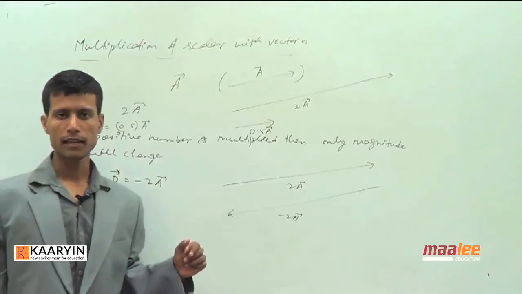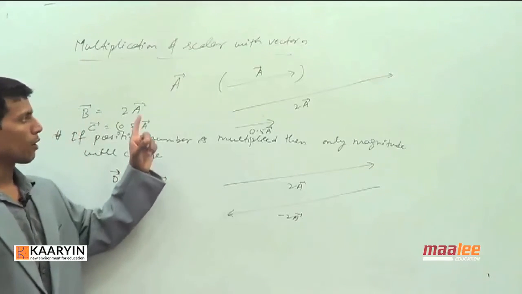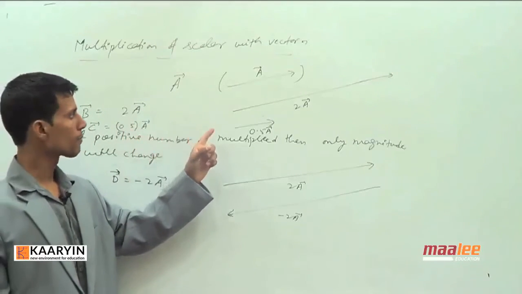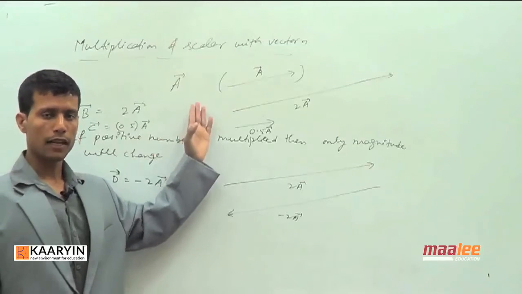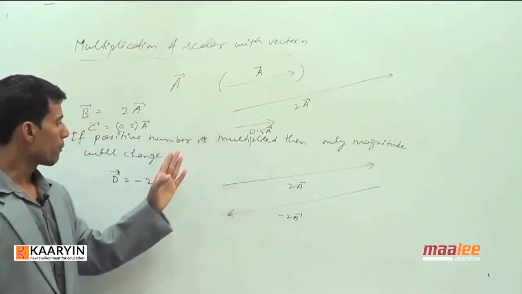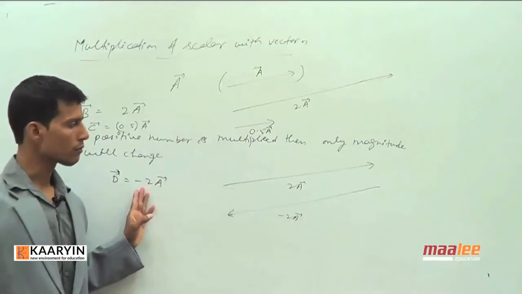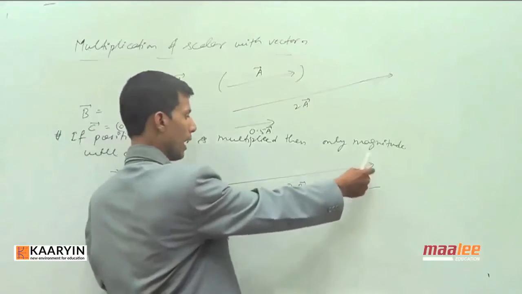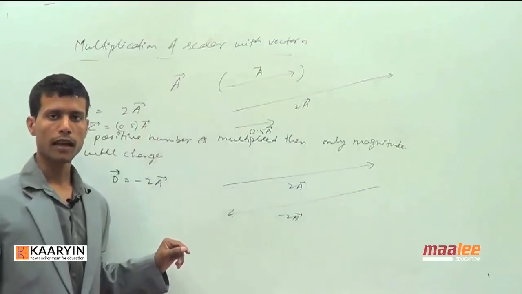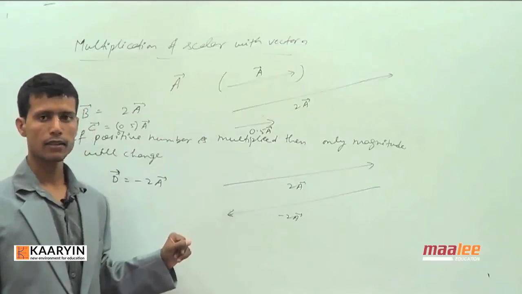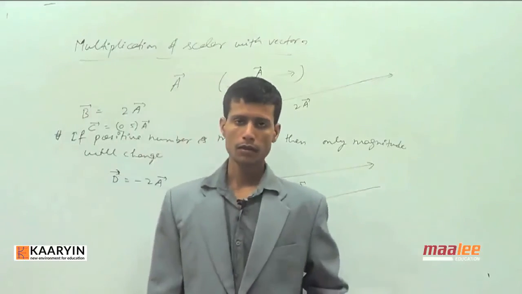So now we can summarize: if you are multiplying a positive number with a vector, then only the magnitude will get changed, but if you are multiplying a negative number, then the direction will be anti-parallel, and the magnitude will also get changed.